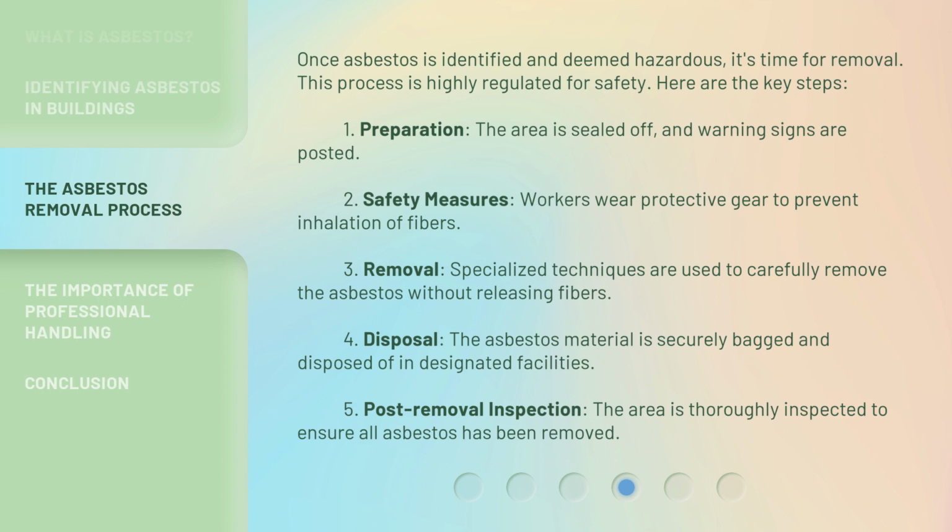3. Removal. Specialized techniques are used to carefully remove the asbestos without releasing fibers. 4. Disposal. The asbestos material is securely bagged and disposed of in designated facilities. 5. Post-removal inspection. The area is thoroughly inspected to ensure all asbestos has been removed.